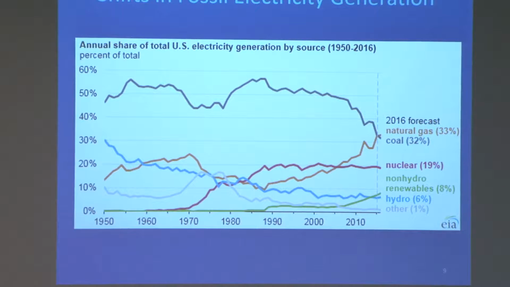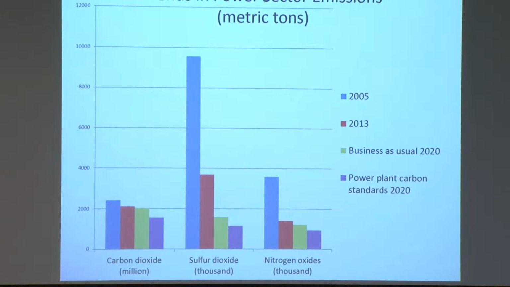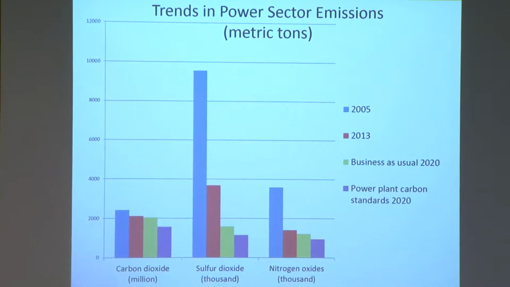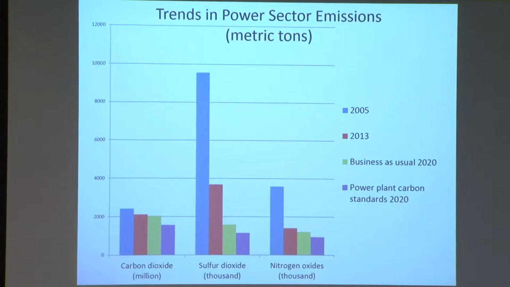So there's a lot going on, and it's changing very quickly. And there are air quality implications of this. This is a slide showing you trends in power sector emissions for carbon dioxide, sulfur dioxide, and nitrogen oxides. I'm going to use 2005 as a reference here because that's what the EPA used as a reference for their analysis for the Clean Power Plan.